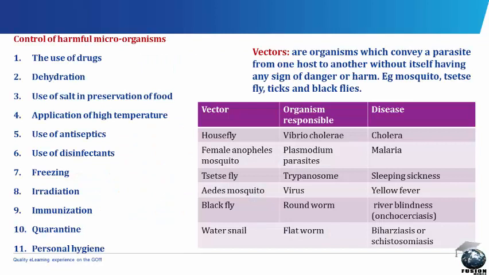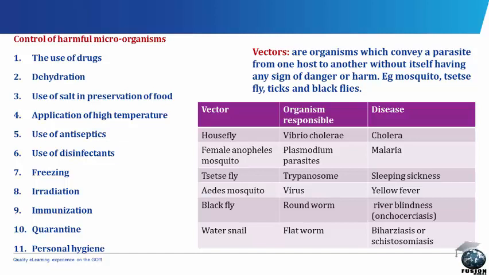Pathogenic or harmful microorganisms have the ability to wipe out the whole of humanity directly or indirectly. They therefore must be controlled through some measures in order to stay healthy. In the control of harmful microorganisms, the use of drugs like antibiotics performs a key role in checking the spread of microorganisms. Dehydration tends to inactivate the microorganisms since most of them require water for metabolism.